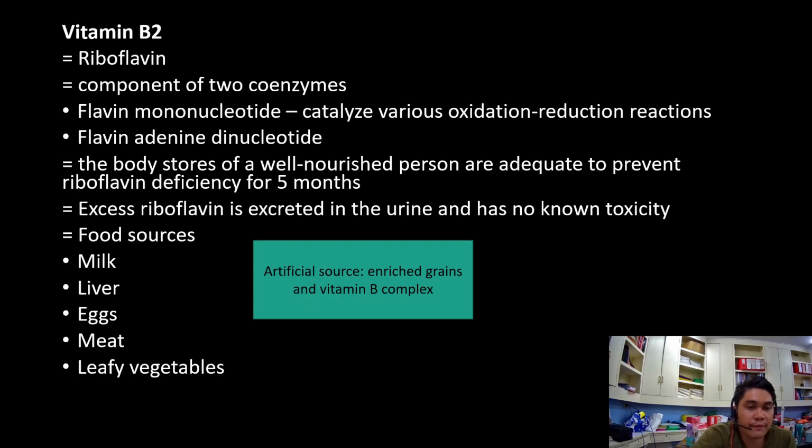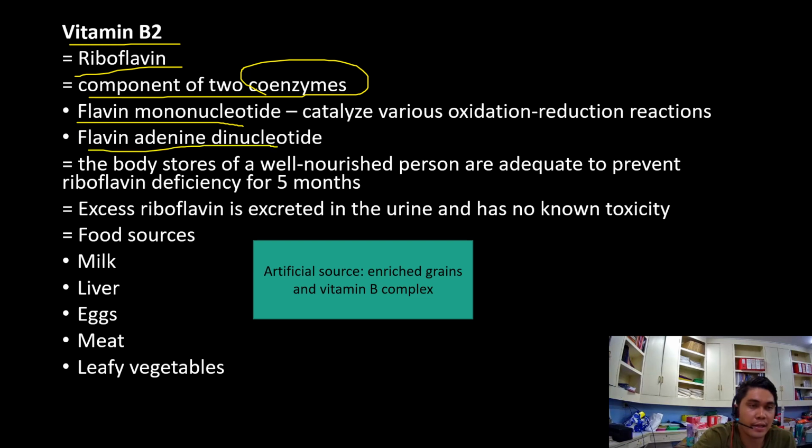Next is riboflavin or vitamin B2. So it's a component of two coenzymes. You have your flavin mononucleotide and flavin adenine dinucleotide. So the body stores of a well-nourished person are adequate to prevent riboflavin deficiency for 5 months. Excess riboflavin is excreted in the urine and has no known toxicity.